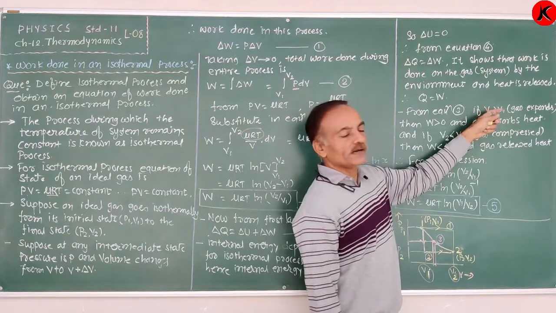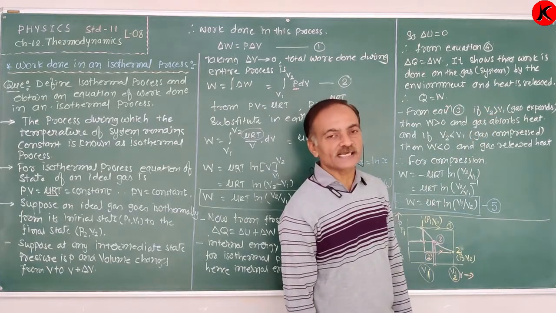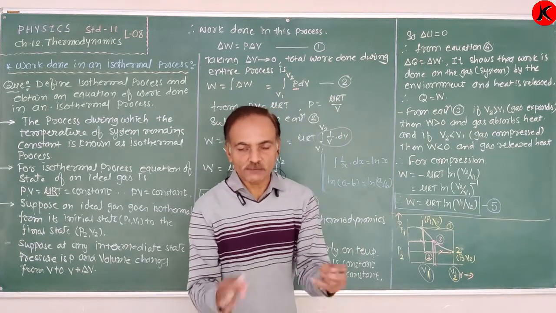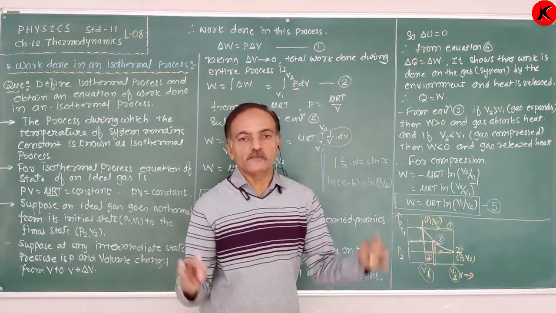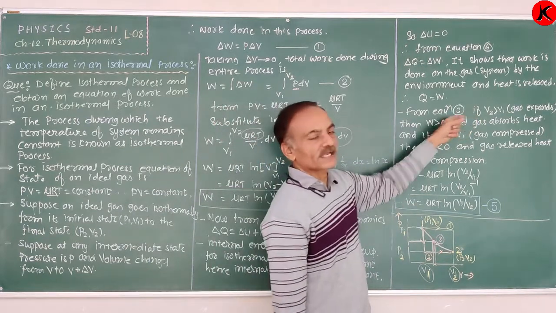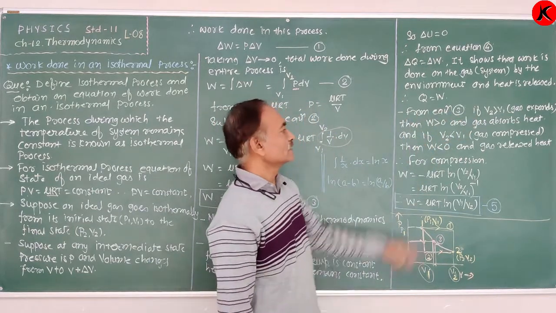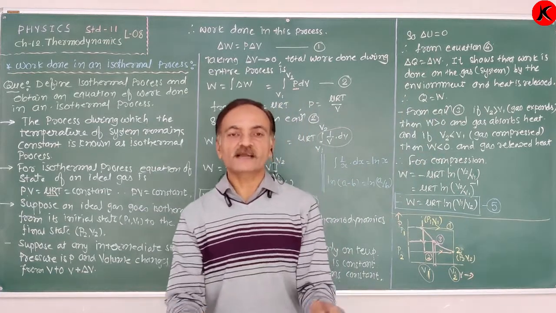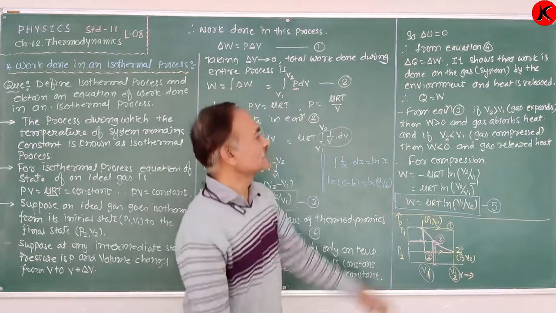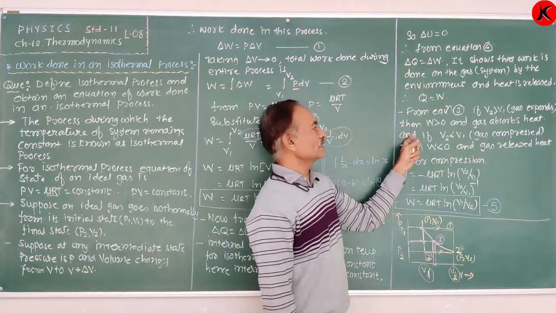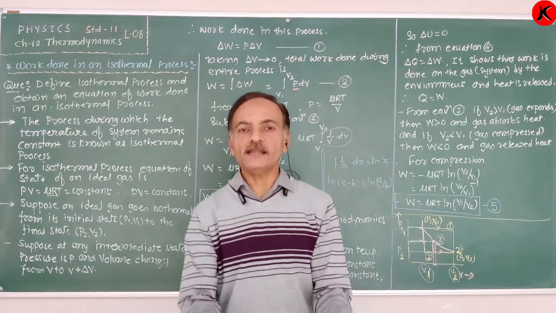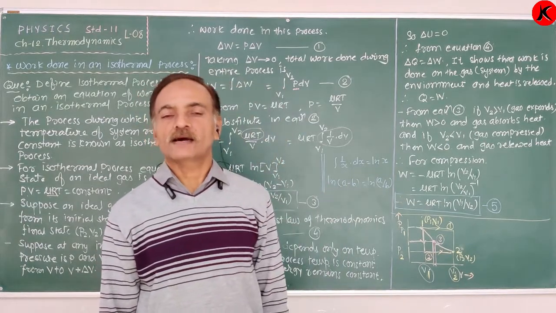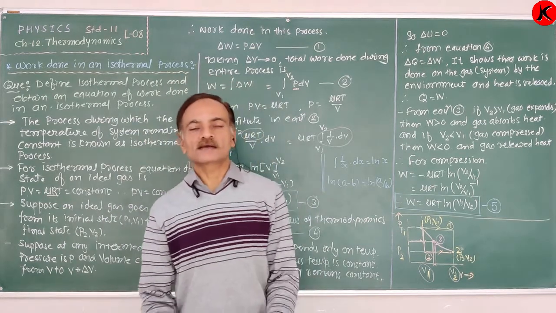If the final volume is more than the initial, V2 is greater than V1, that means the gas expands. Initial volume is V1, final is V2. V2 is greater than V1, it means the gas of the system expands. Therefore, the work done is greater than 0. It means the work done is positive. It means the gas absorbs the heat and also does work on the environment. Work done by the system on the environment.